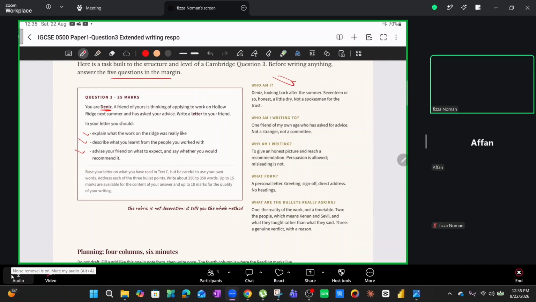This is how you get a question in the paper. All right? Now, let me ask you first, what would be the register of your writing? Their friend. Okay, so what would be the register of your writing?